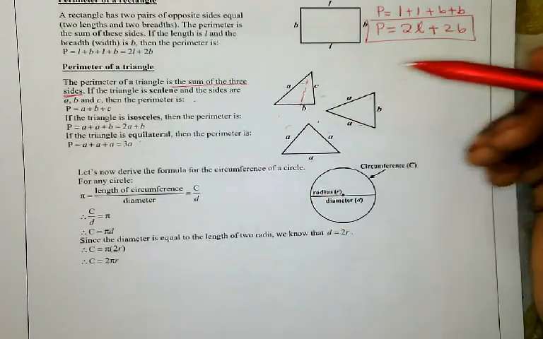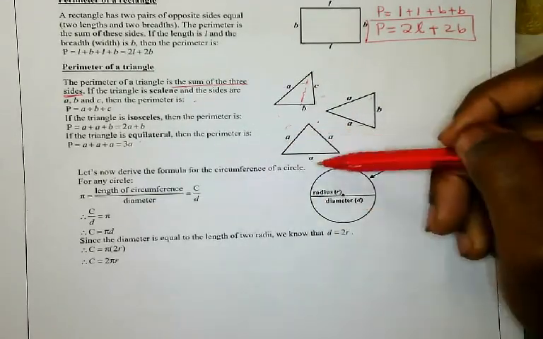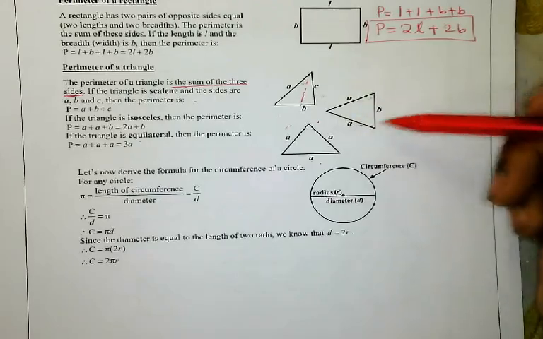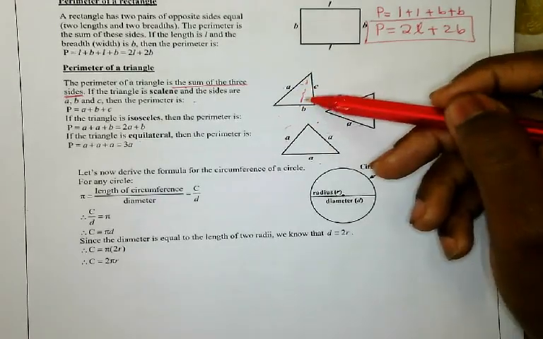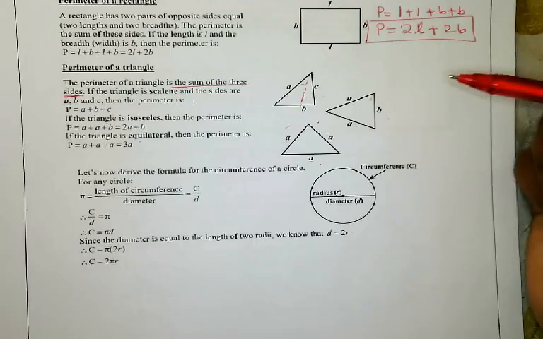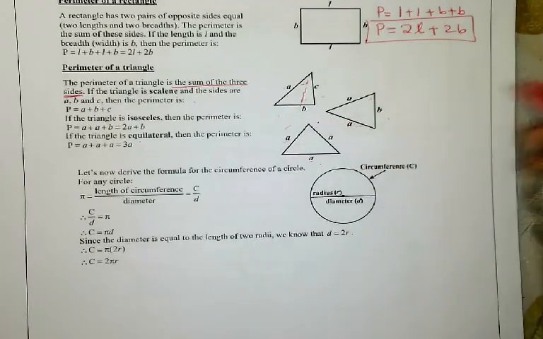Obviously, we've got types of triangles. Equilateral, all the sides are the same. Isosceles, 2 sides are the same. Scalene, all sides are different, but the perimeter is the same. You just add up all the sides. Are we together?